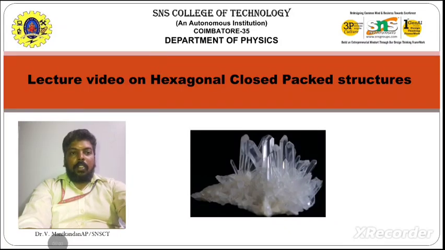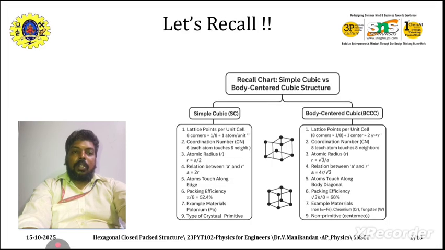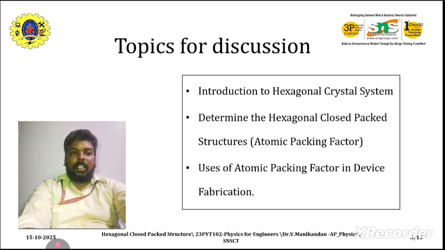Hello everyone, in this video we are going to see the hexagonal close-packed structure, an important parameter we have to calculate. Let's recall the previous class, where we saw simple cubic, body-centered and face-centered structures, and calculated the atomic packing factor, atomic radius and atomic density, and how they vary across simple cubic, BCC and FCC structures.